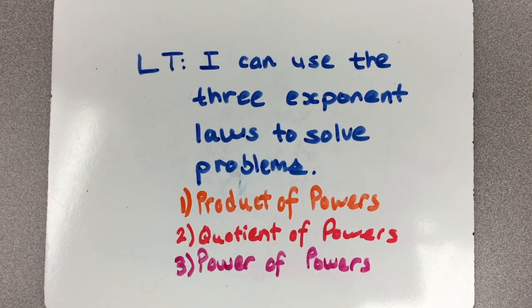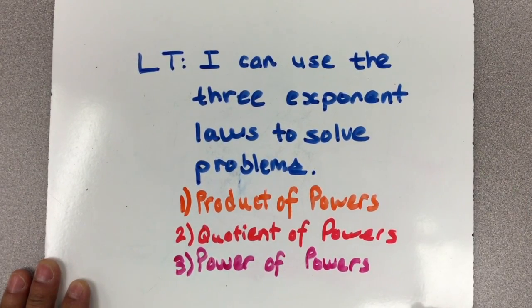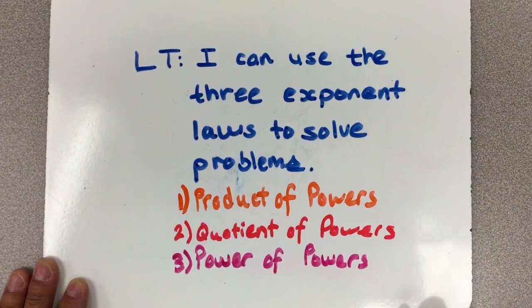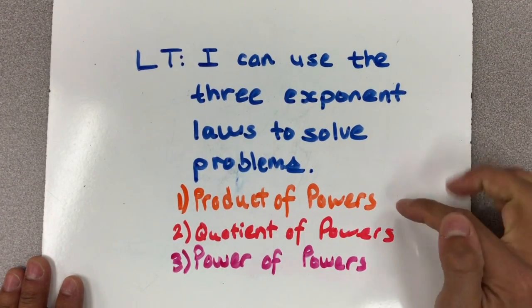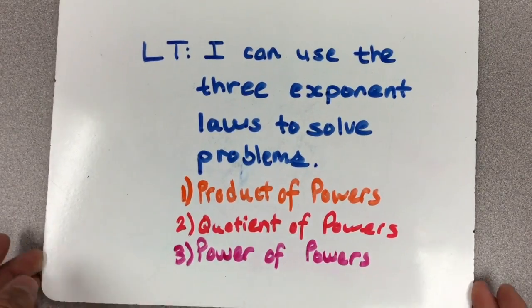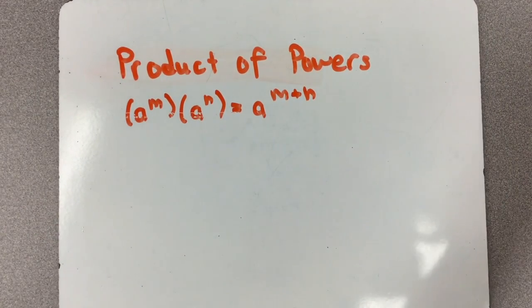So we're going to look at 3 examples of each of these exponent laws in just a moment. We're going to start with the product of powers, followed by the quotient of powers, and then we're going to end with the power of powers. And again, our learning target that we're exploring is I can use the 3 exponent laws to solve problems. So our first exponent law that we're going to take a look at is the product of powers.